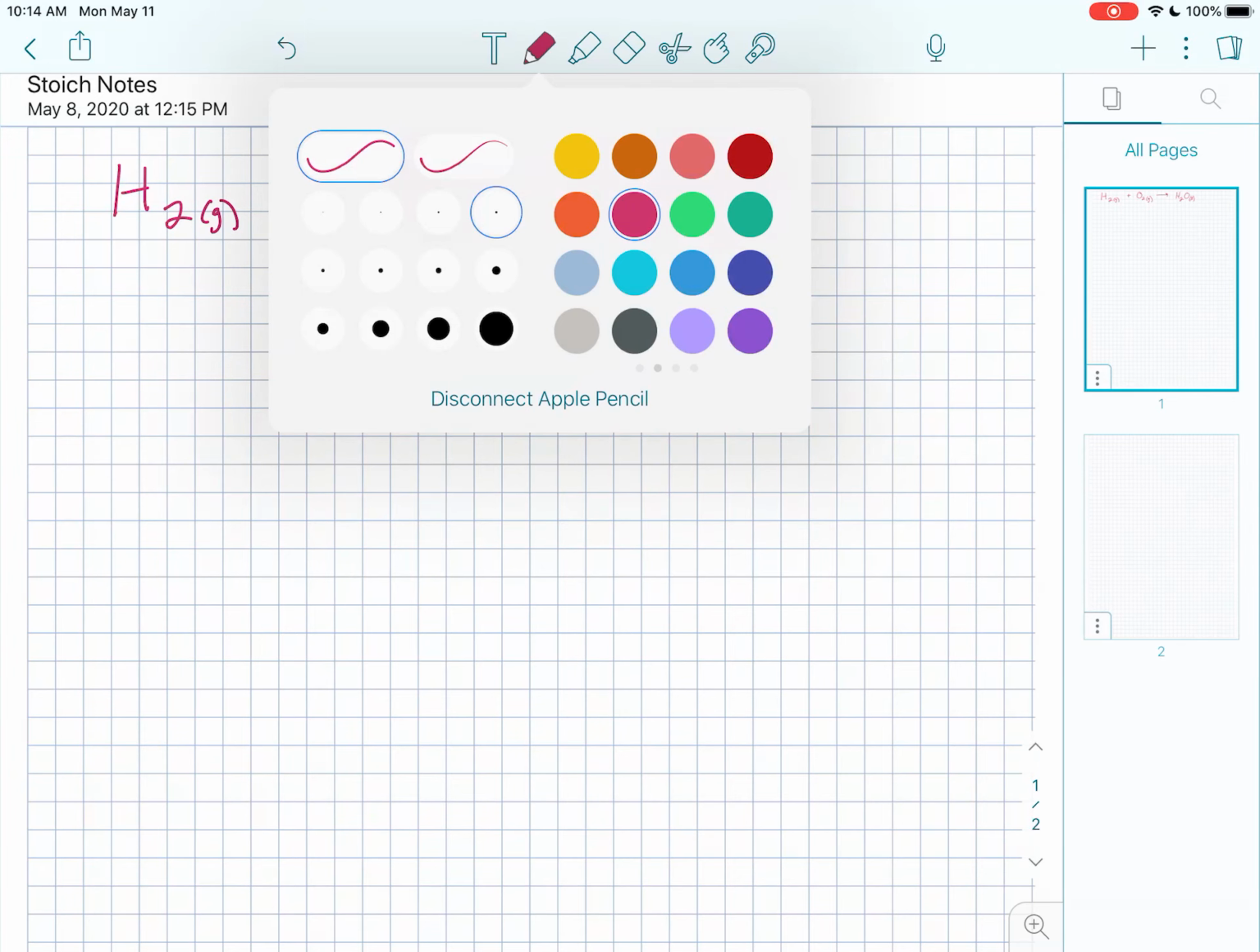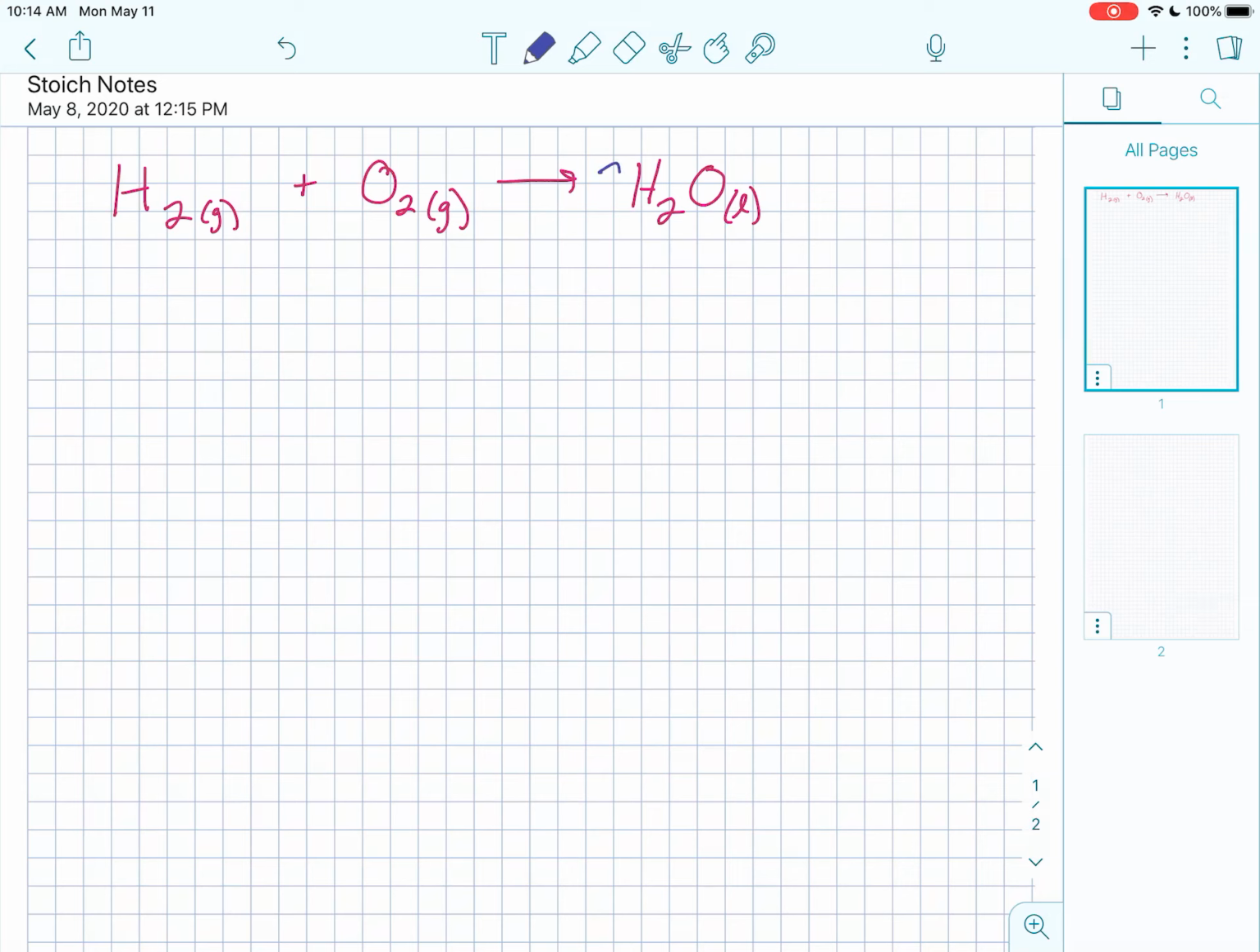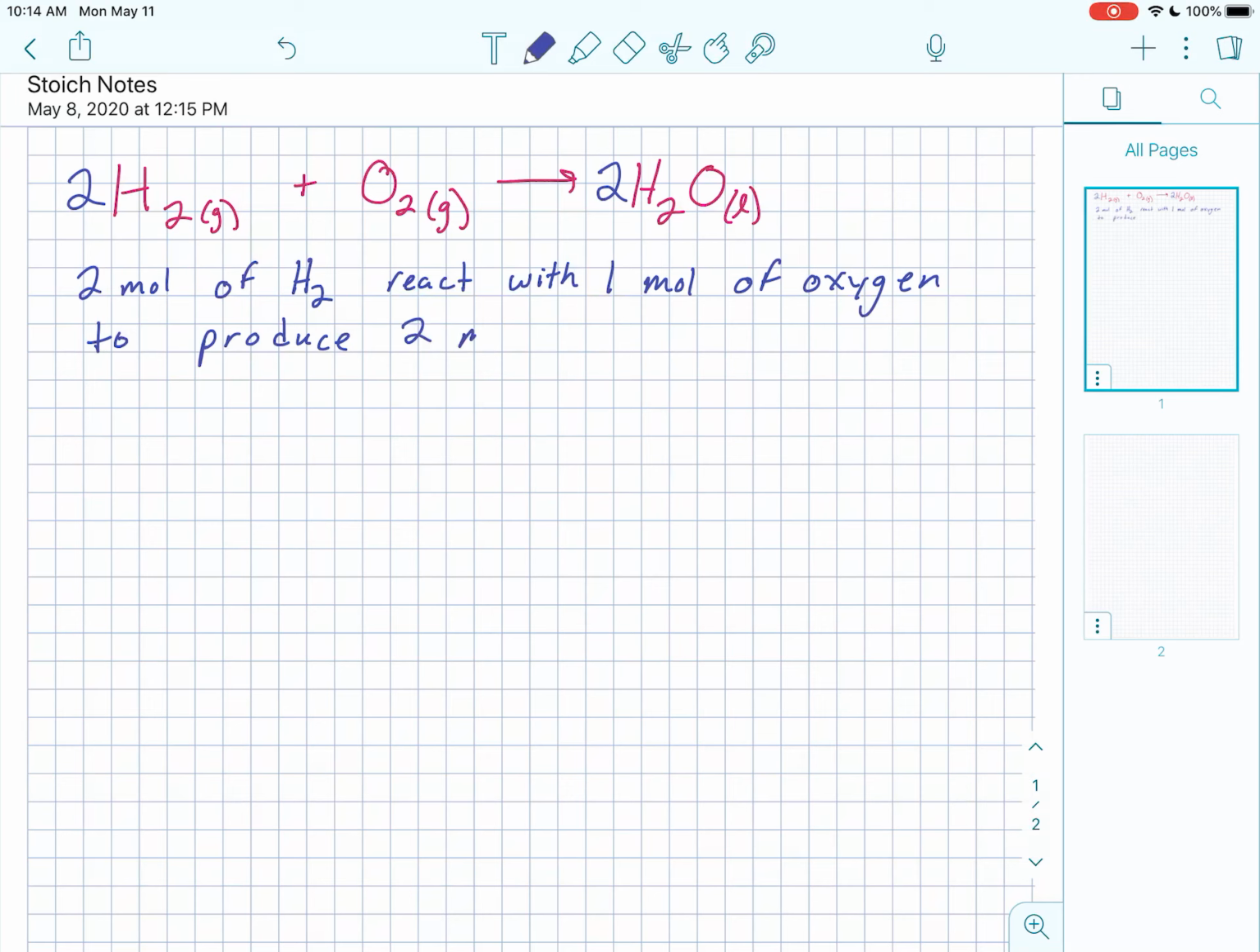The first thing that we do is that we're going to balance our equation. So in order to do that, I'm going to need 2 waters and 2 hydrogens. The importance with doing that is that those are our moles. That's how many moles of each one we have. So the way that this would read is 2 moles of hydrogen react with 1 mole of oxygen to produce 2 moles of water. And that's very important because that's going to help us with our stoich later.